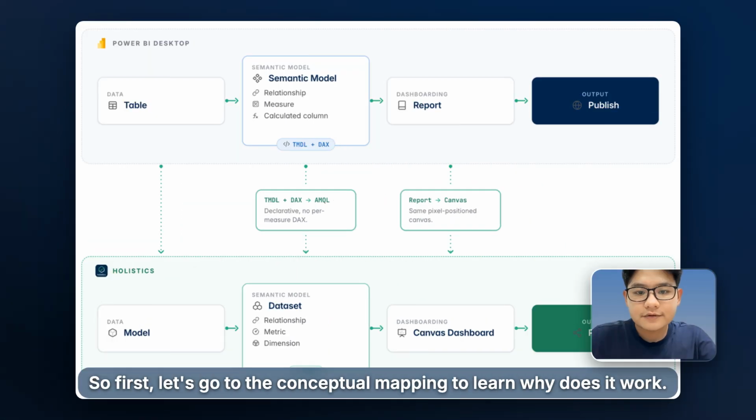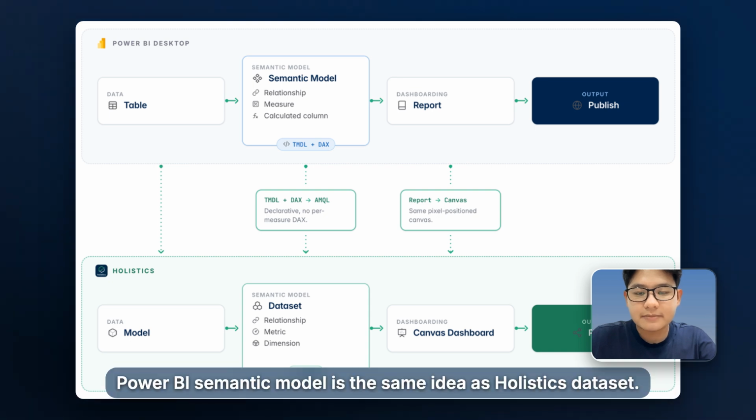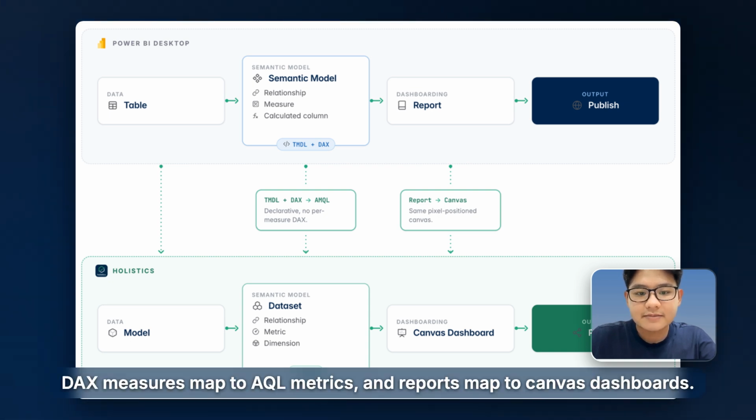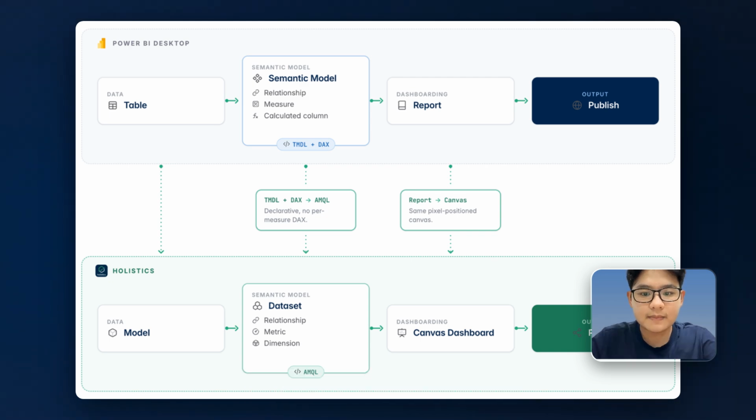So first, let's go to the conceptual mapping to learn why it works. The fact is, Power BI and Holistics share some similar building blocks. A Power BI semantic model is the same idea as Holistics datasets. DAX measures map to AQL metrics, and reports map to Canvas dashboards. Both sides describe the same things, so translating between them is mostly a mapping task.